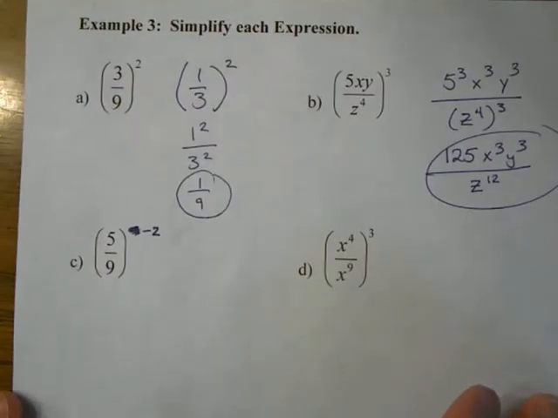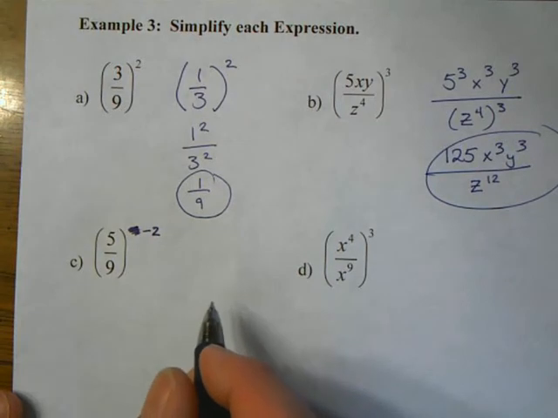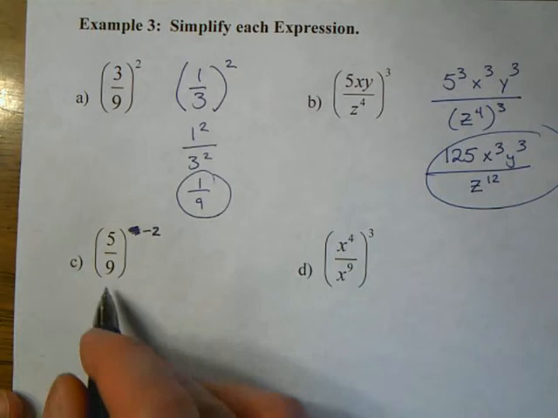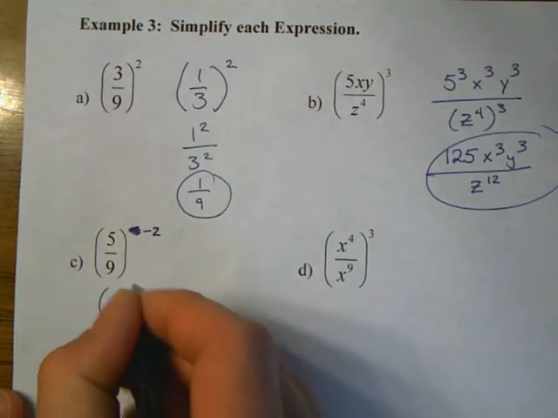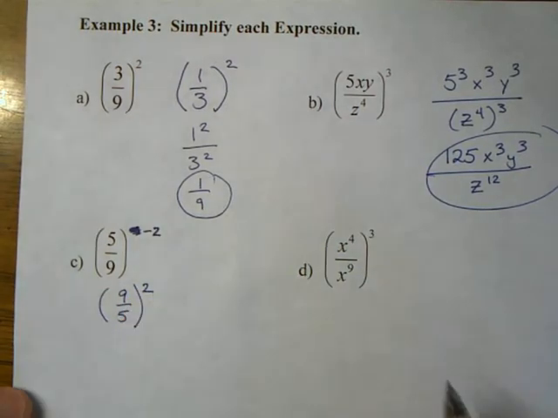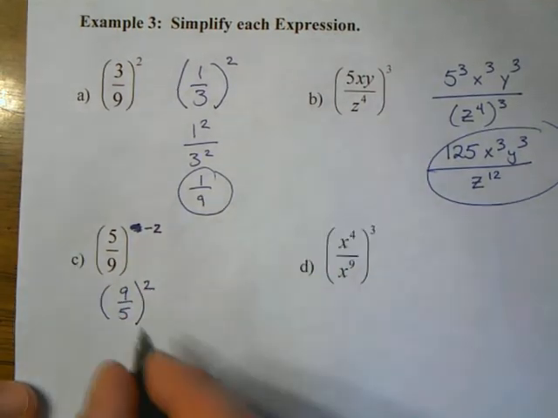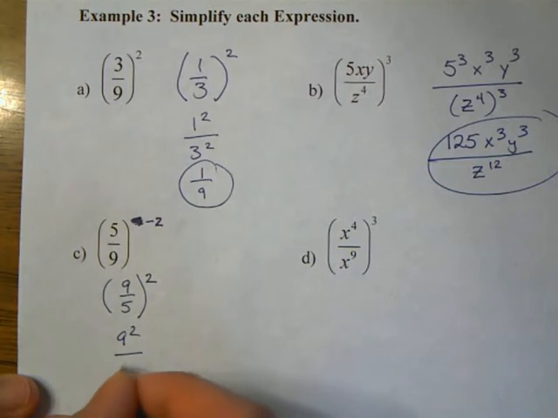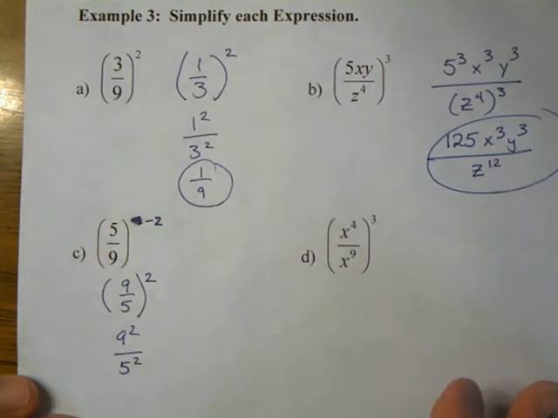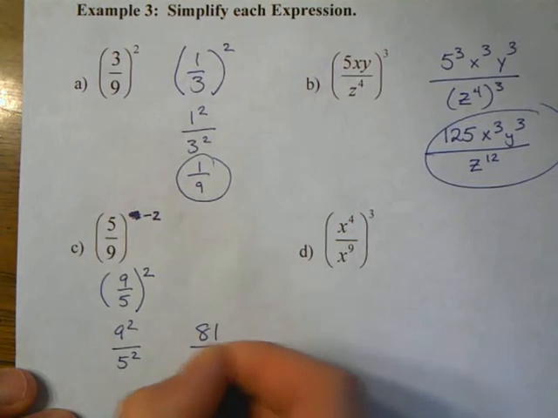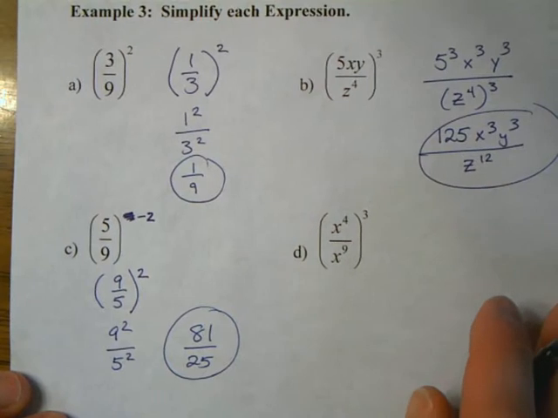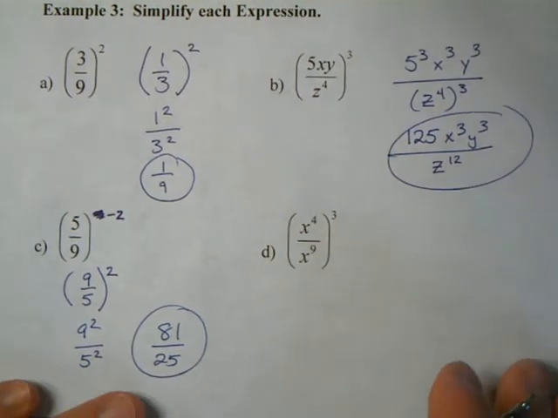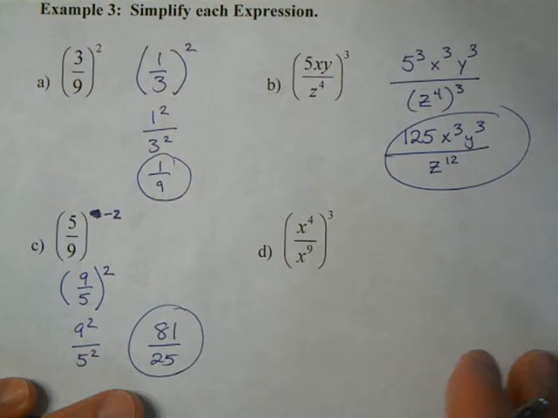Our next one, I've changed our exponent from a 3 to a -2. This is an illustration of a negative exponent in a fraction. The easiest way to deal with this is to take the reciprocal of the fraction to the positive exponent. Now we evaluate. 9 squared over 5 squared. Well, 9 squared is 81, 5 squared is 25, and so our answer is 81 over 25. We'll do another problem like that before we finish, and we'll come back to that idea.